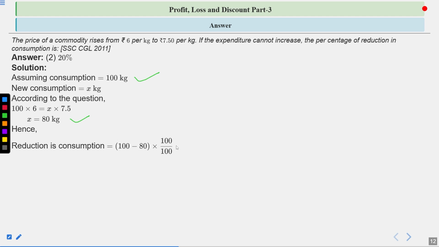So 20 out of 100, how much percent will it become? Multiplying by 100 upon 100, it is equal to 20%. So the second one is the correct answer of this question. Next one.